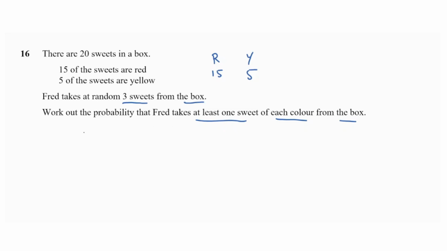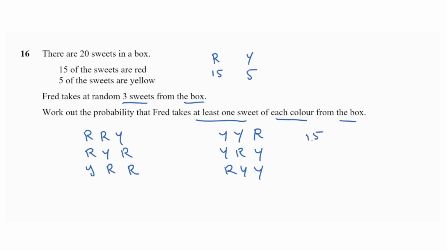You could have red, red and yellow. Or you could have yellow, yellow and red. So what are the other options? It could be red, yellow and red, and yellow, red and red. So this could be yellow, red and yellow, and red, yellow and yellow. So what's the probability of 1 red?